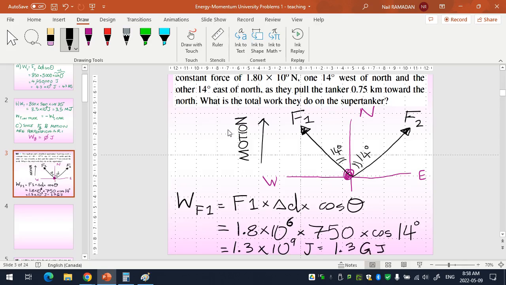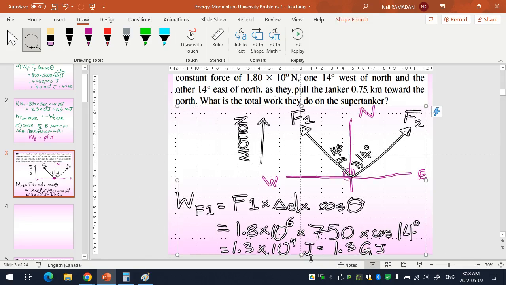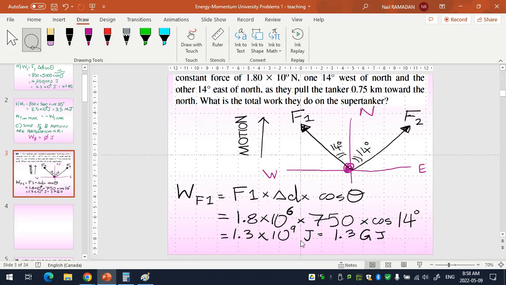But that's only the work of how many forces? One force. What do we need to do with it? Add them, because we have to double it, because basically we have two forces. Yeah, exactly. So the entire work done on the tanker, super tanker, is 2.6 gigajoules. You're right.